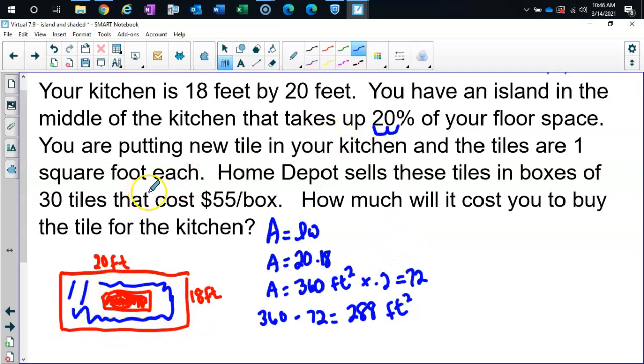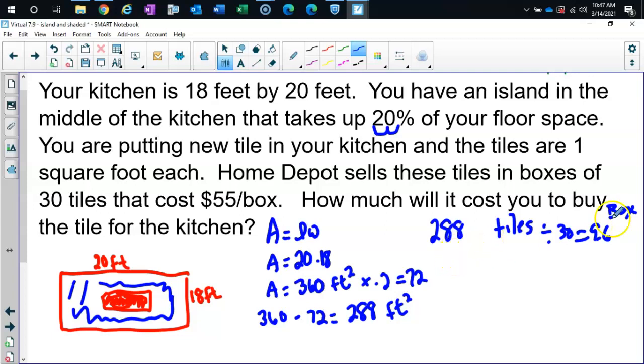Now, this is actually a pretty easy problem because the tiles we picked out are 1 square foot each. Okay, so they're a square that is a foot by a foot. They're brown or whatever color you picked. So if we have 288 square feet, don't we need 288 tiles? Because each square foot is 1 tile. Now, the boxes that we buy them in contain 30 tiles in a box. So we need to see how many 30s are in this. So we're going to divide this by 30. And when you do that, you get 9.6 boxes.